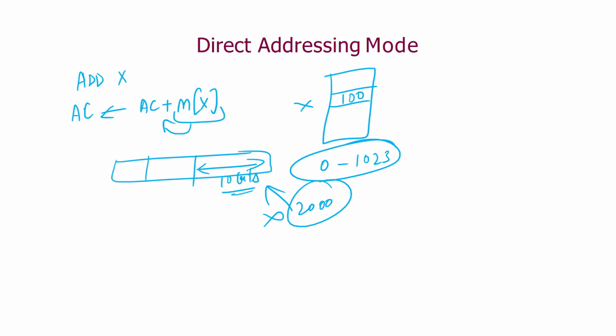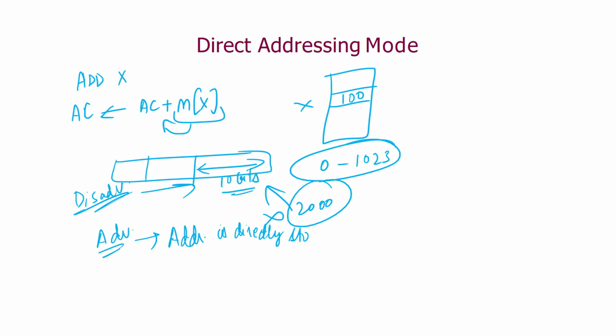What is the advantage? So this was the disadvantage. What is the advantage here? Advantage is that the address is directly stored as operand. This is usable in storing the variables. The storage of variables is done using the direct addressing mode.